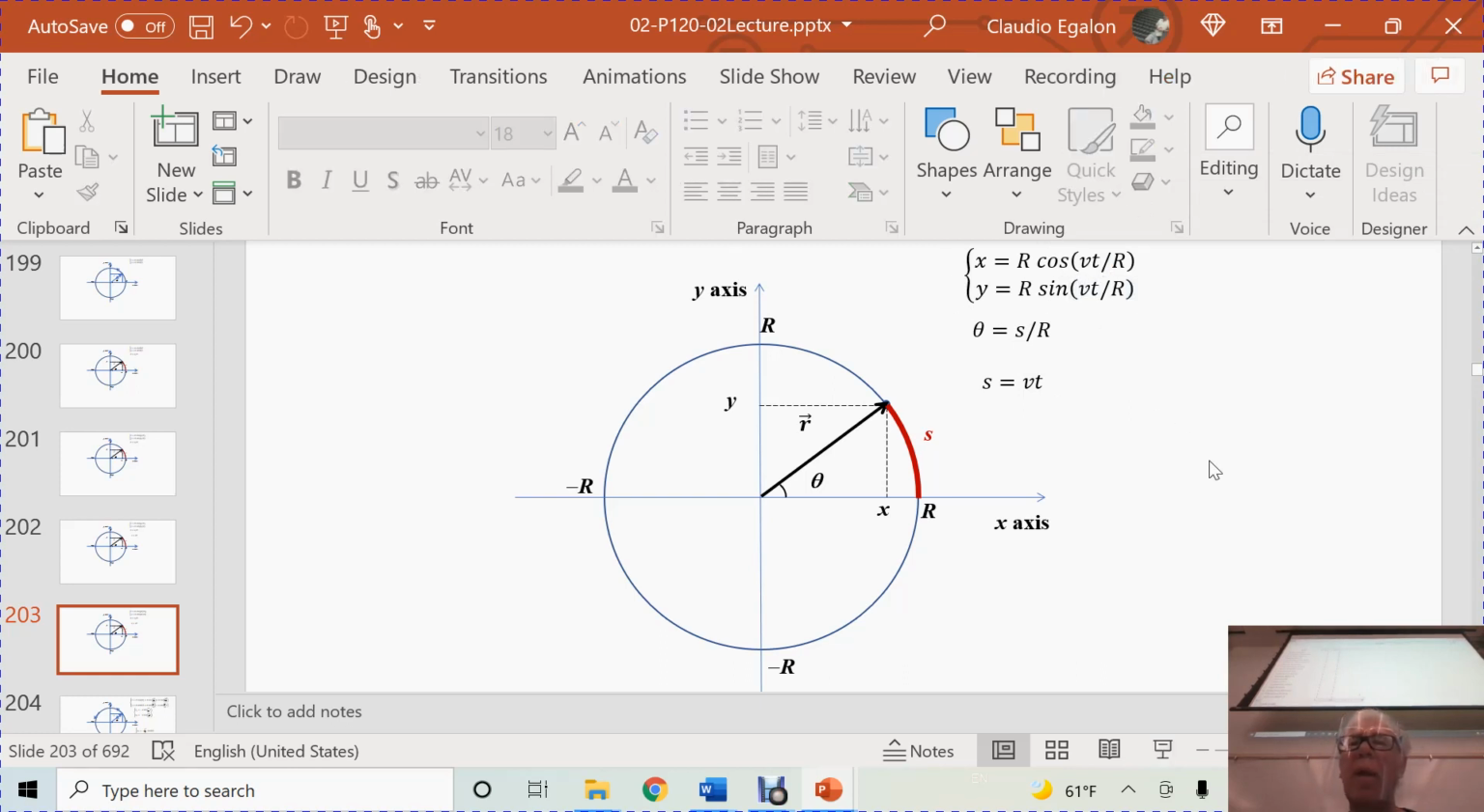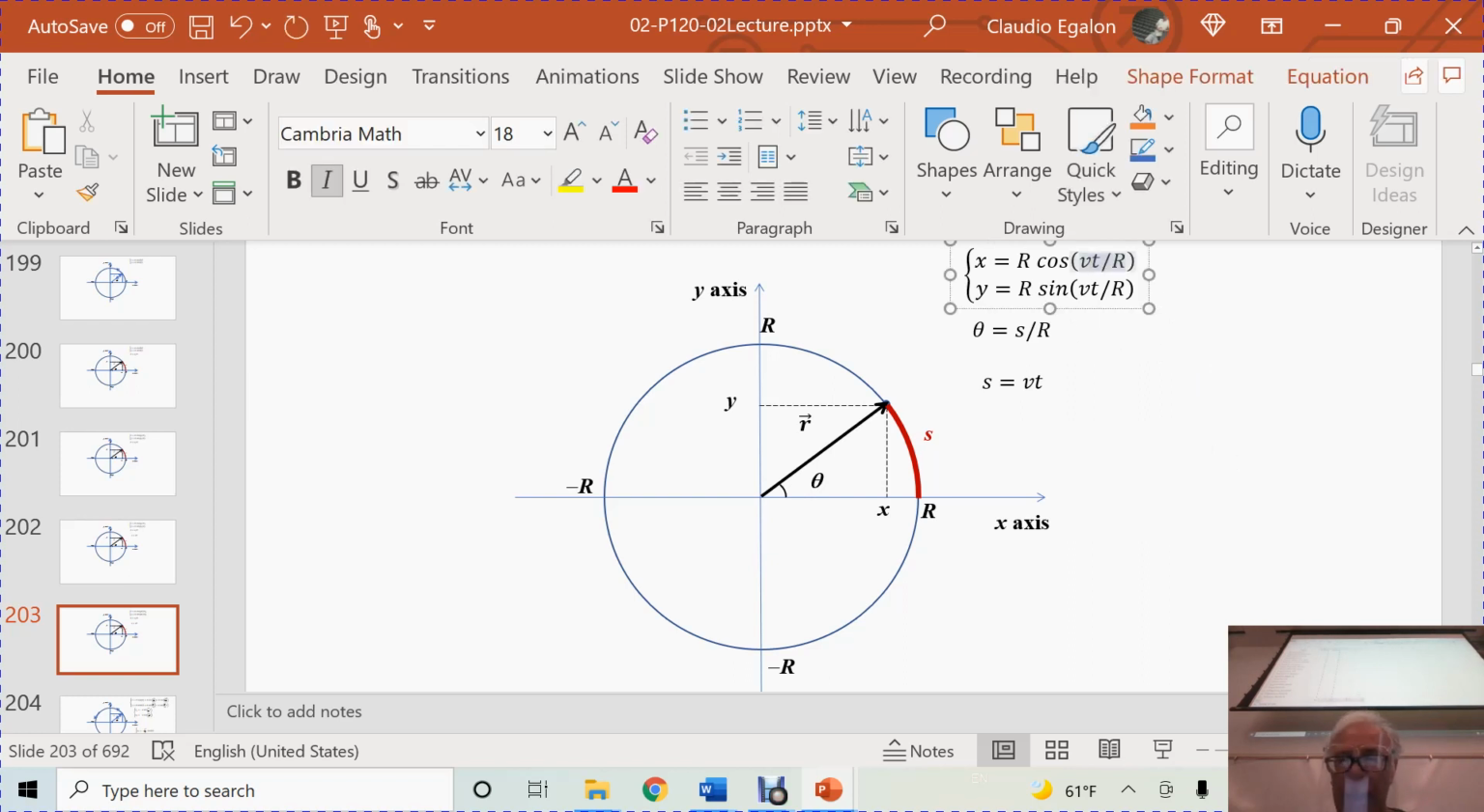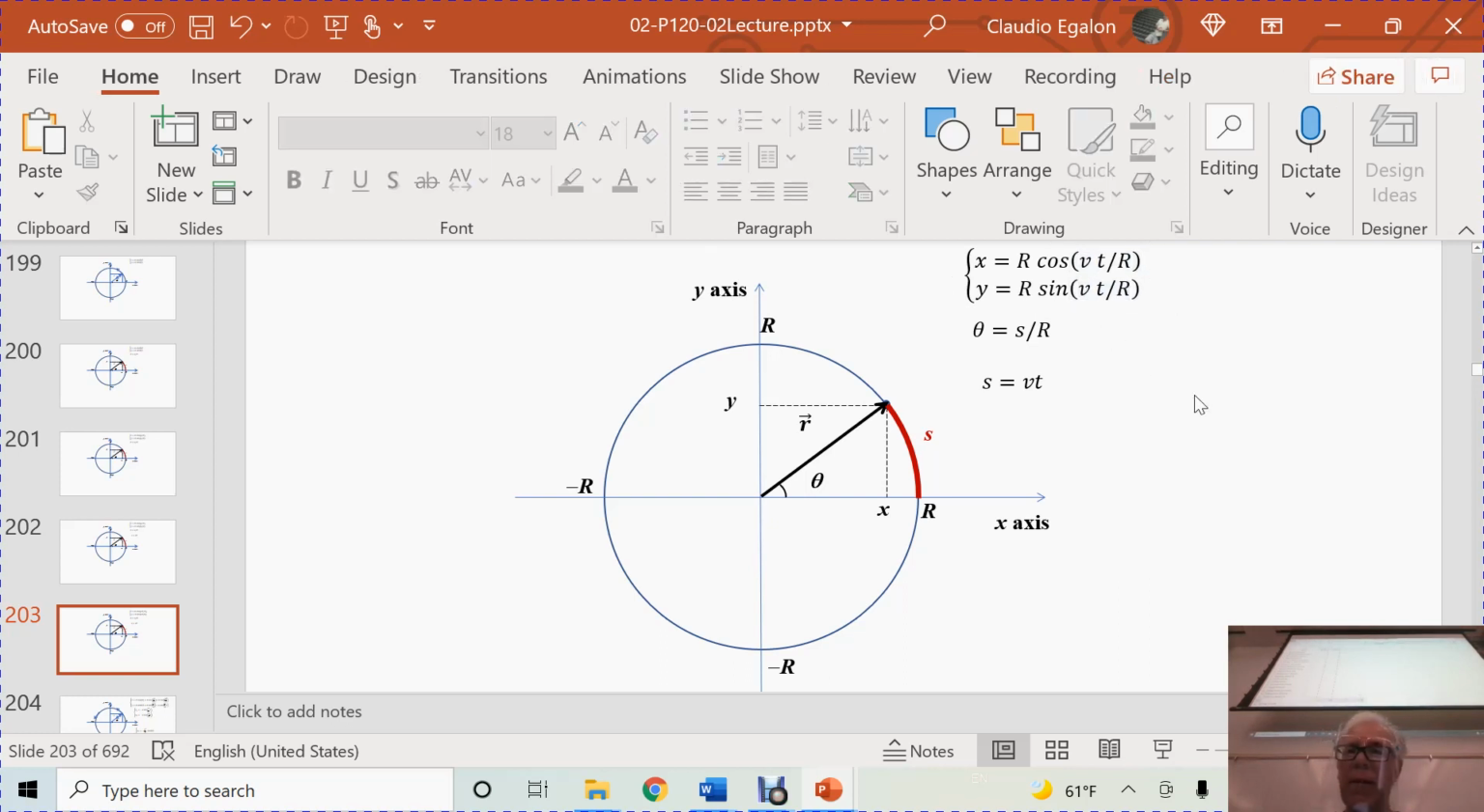X and Y position of the particle. Actually, we got where we want. We got the equation of motion of the particle, x equal to r cosine of vt over r. x as a function of t, y as a function of t as well. Okay, and then how do I get the rest of the equations? When we are talking about the equations of motion, we are talking not just about the position, we are also talking about the velocity as well. So let's get the velocity now.